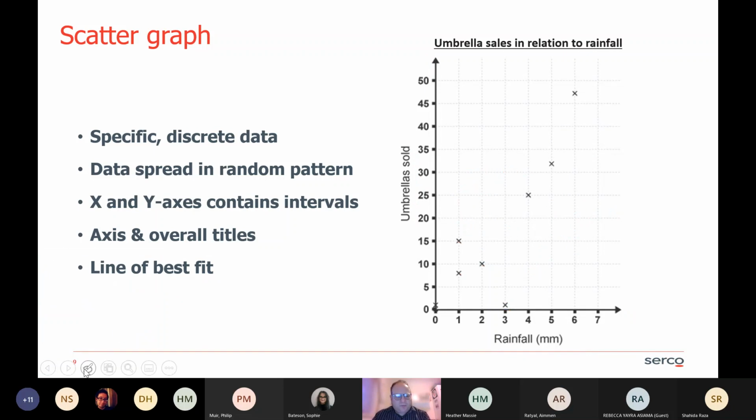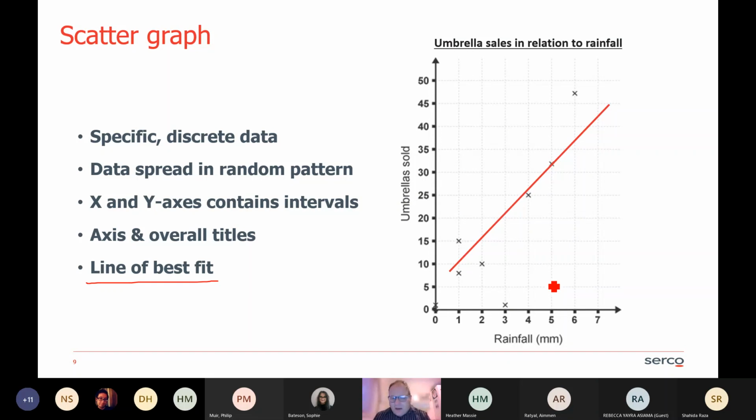I'll erase all my ink, and this time, again, go back to the line of best fit. What we can draw on here is a line that shows the general trend. So a line of best fit is sometimes known as a trend line. If I drew one on here, it might be something like that. The trend line, or the line of best fit, is a straight line that goes through as many of the points as possible and has an equal number of points on each side.